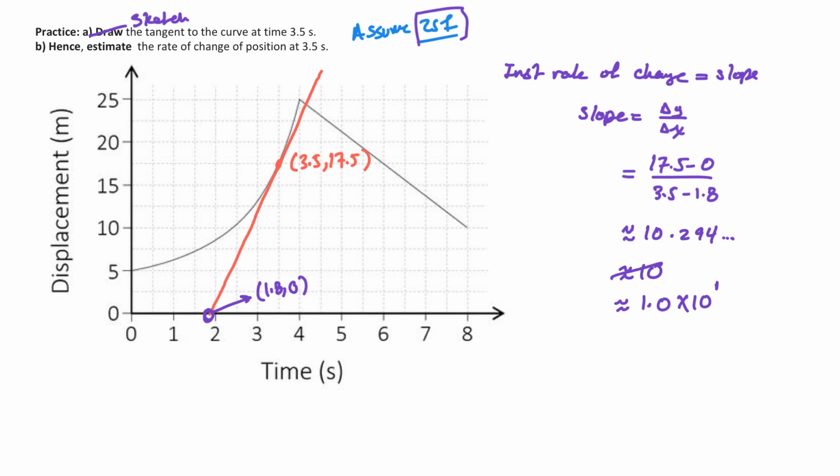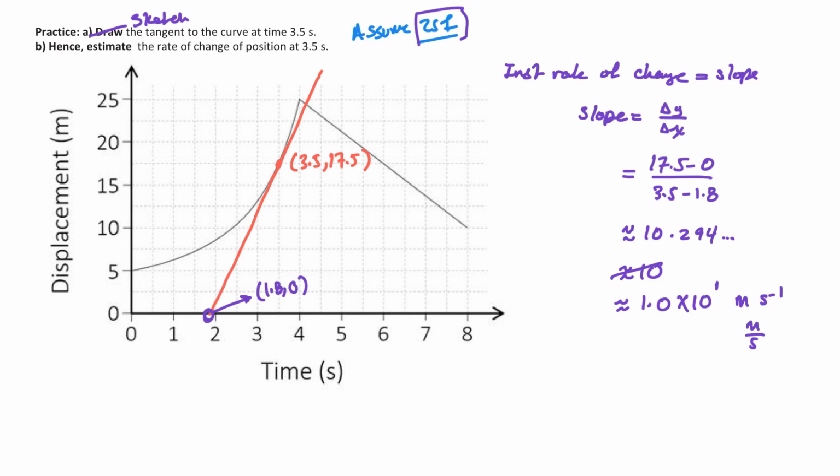1 times 10 is just 10, and my unit is meters per second, and you can write that as m/s or meters per second like this, completely up to you. So basically, based on my tangent, which again I'm pretty proud of, my final answer was approximately 10 meters per second.